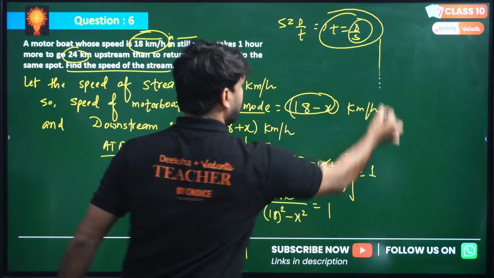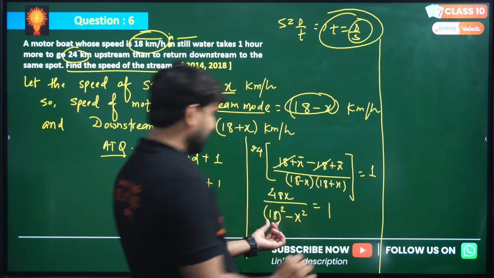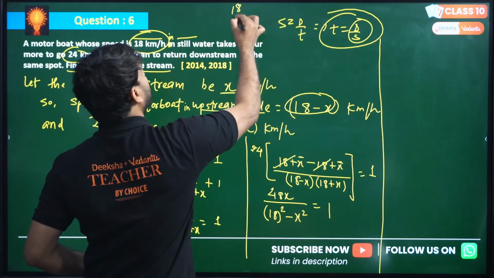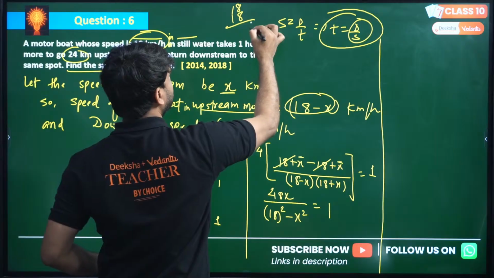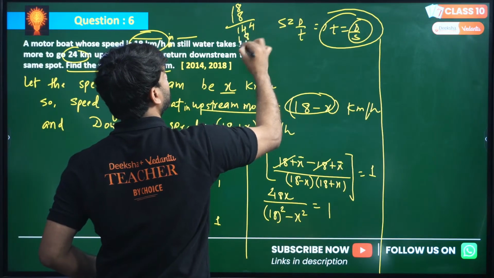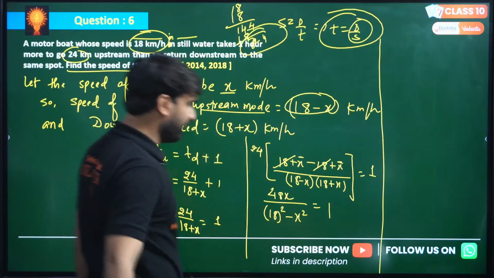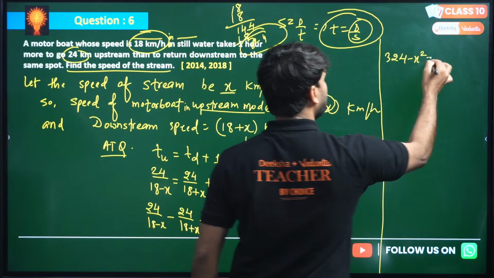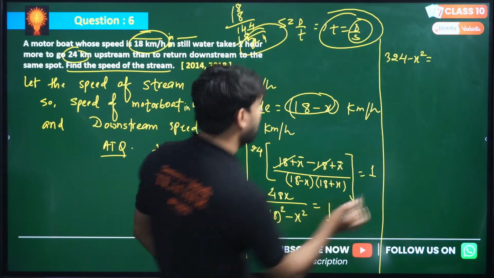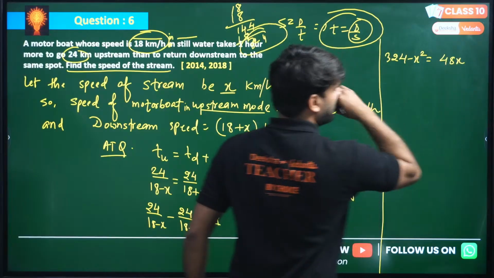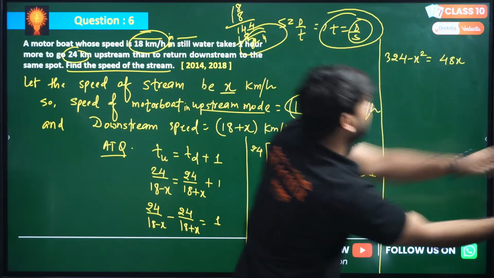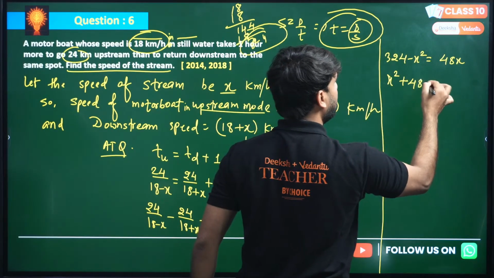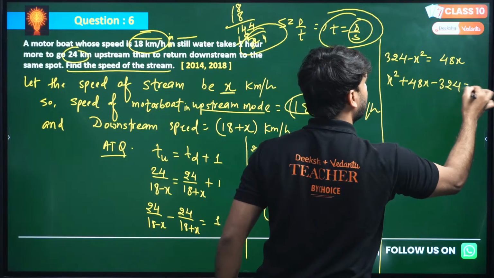Now cross multiply it. So 18 square is, I think, 324. We can check it, 18 into 18. Yes, correct, 324. So 18 square is 324 minus x square. Cross multiplying 1 by 1, and 48 into x, 48x. Now take this whole side to the other side to make x square positive. So x square plus 48x minus 324 equals 0.